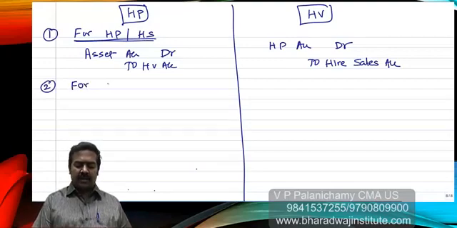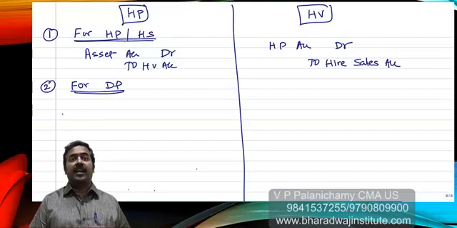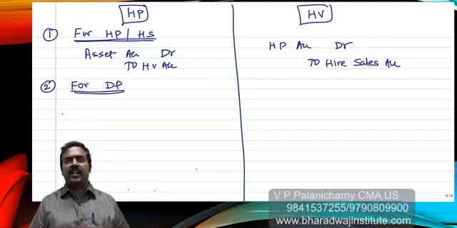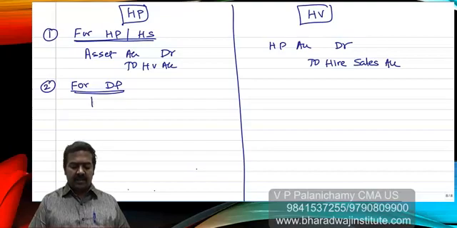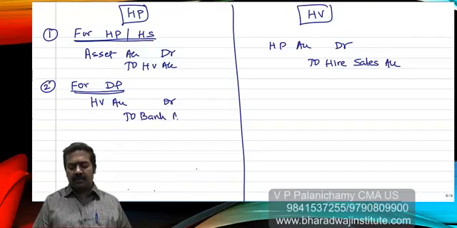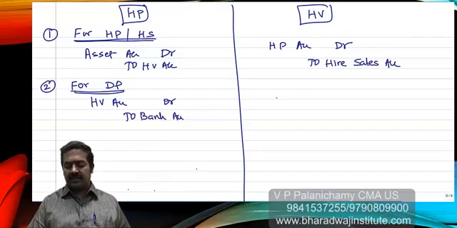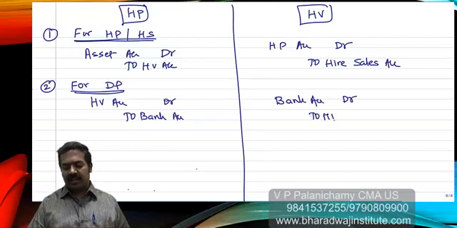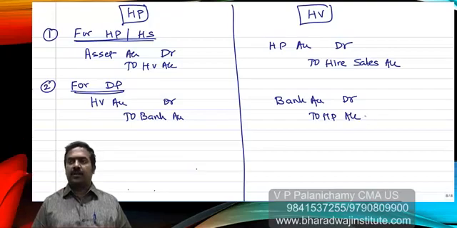For down payment. Who is making the down payment? Hire purchaser is making the down payment. What entry will he pass? Debit the receiver: hire vendor account debit to bank account. Here it will be collection: bank account debit to hire purchaser account.